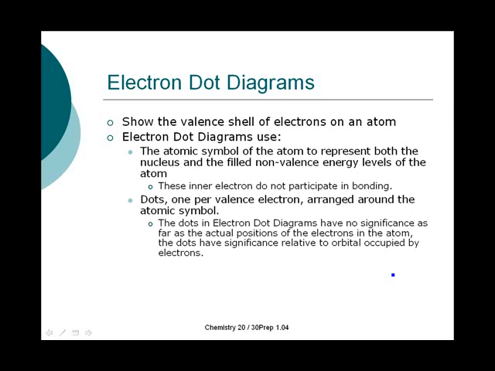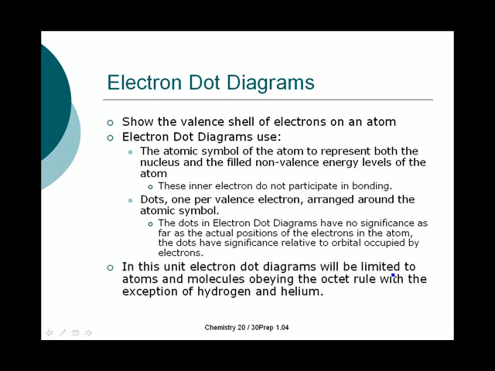Now it's important to realize that electron dot diagrams don't show you what an atom looks like, and they don't show you how electrons are actually arranged around an atom. They're a tool. They're a tool that help us figure out how bonding occurs, but they aren't how atoms actually look.